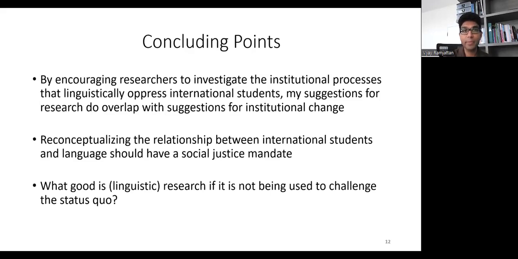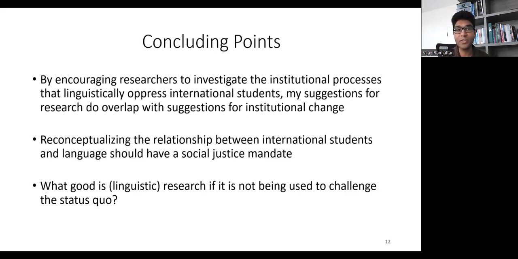So let me start wrapping up by offering some brief concluding points. So first of all, by encouraging researchers to investigate the institutional processes that linguistically oppress international students, my suggestions for research obviously overlap with suggestions for institutional change. And this is because, at least for me, reconceptualizing the relationship between international students and language should always have a social justice mandate, right? So I'll leave you with this question to ponder with regard to your own research.